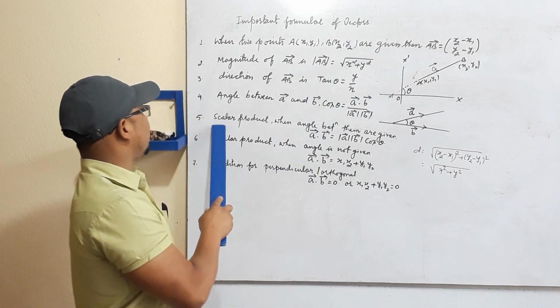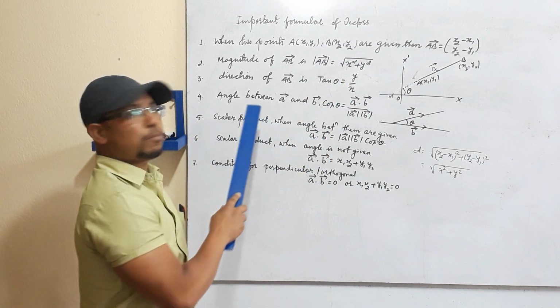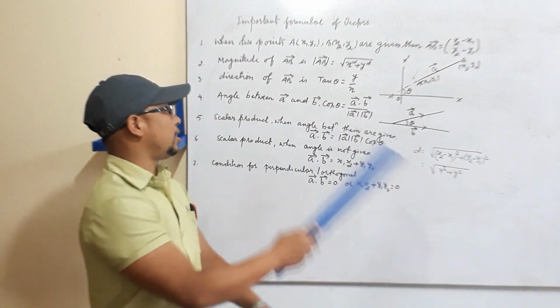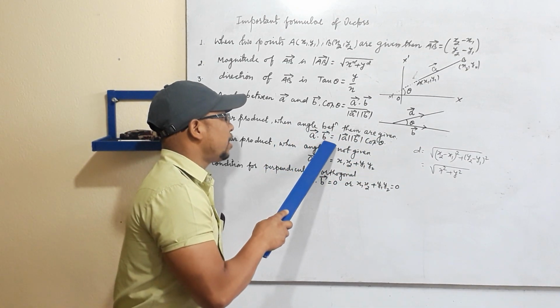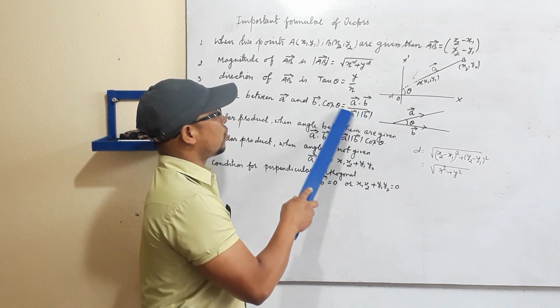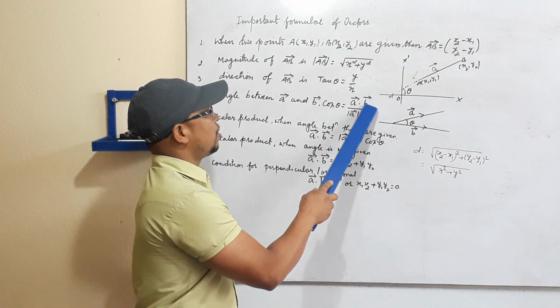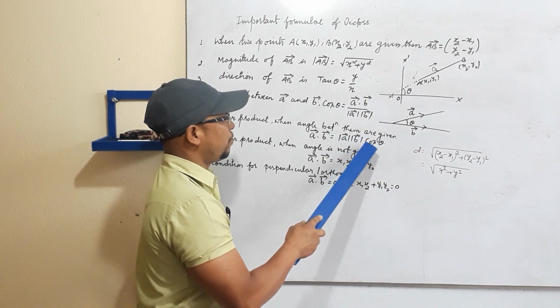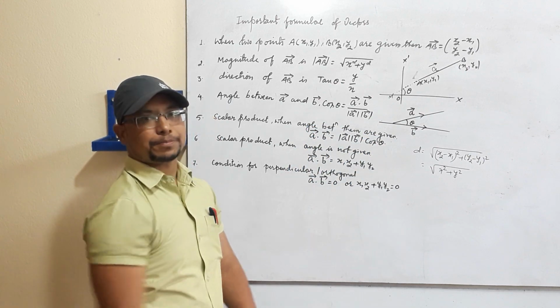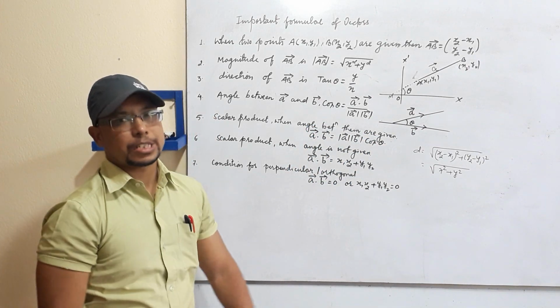Okay, and here number 5 is the scalar product. Scalar product, when the angle between them is given: A dot B equals magnitude of A, magnitude of B into cos theta. Just cross multiply. A dot B equals magnitude of A into magnitude of B into cos theta. When the angle between them is given, you should use this formula. Later on we will be discussing it.